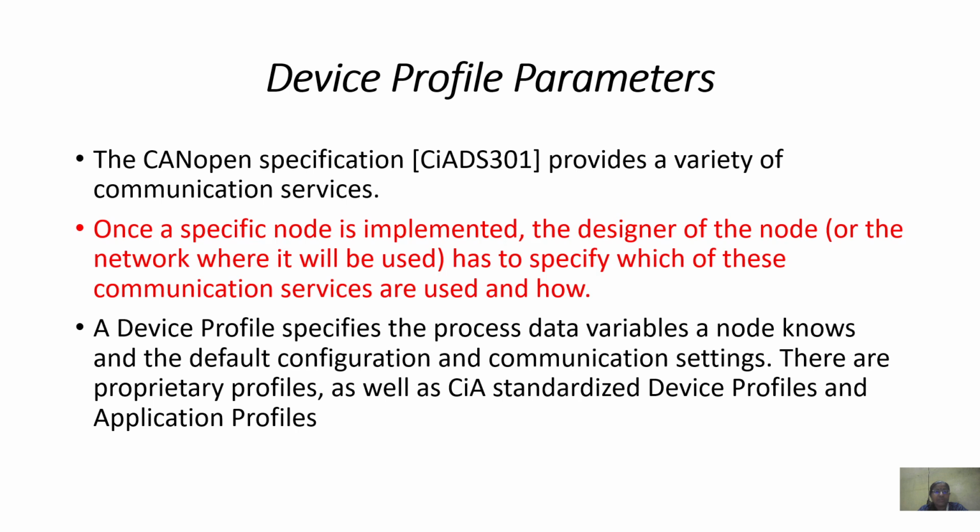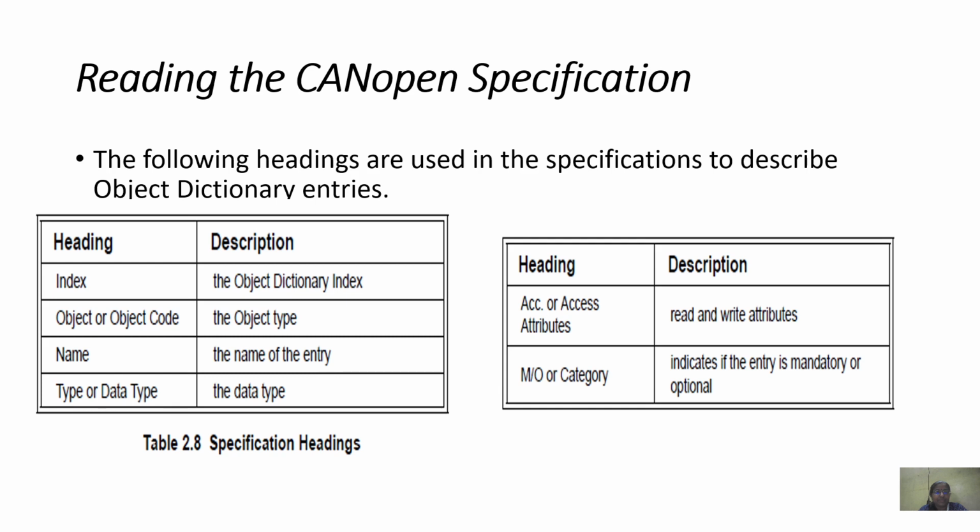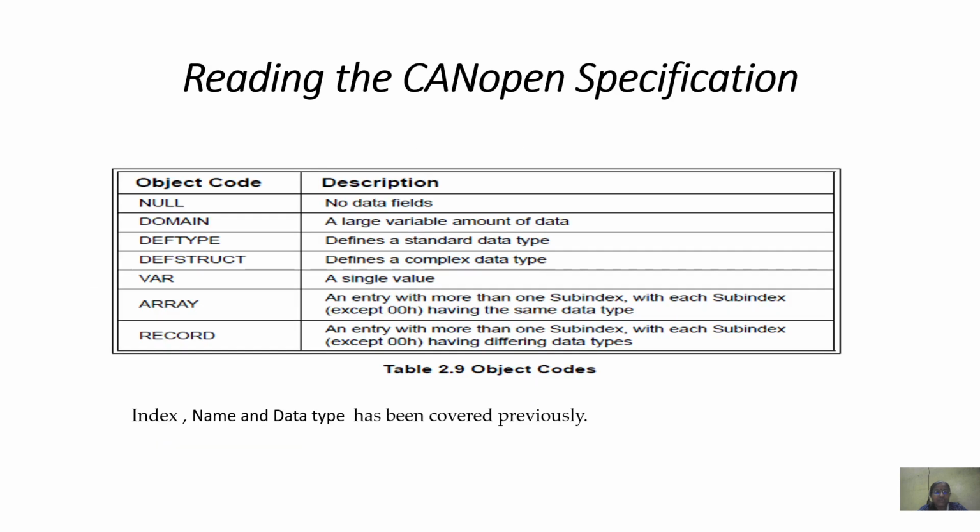Device profile parameters provide a variety of communication services. A device profile specifies the process data variables a node knows, and the default configuration and communication settings. So that is your device profile, one of the examples for this device profile parameter. That is specific, that is, reading the CANopen specification.